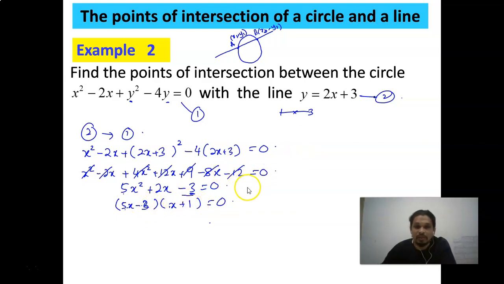Or let's say, if I spend a few minutes here, if this is 5x squared plus 2x minus 3, according to this, a, the coefficient of x squared, equals 5, b equals 2, and c equals negative 3. Never mind. So then x equals negative b, sorry, plus minus b.